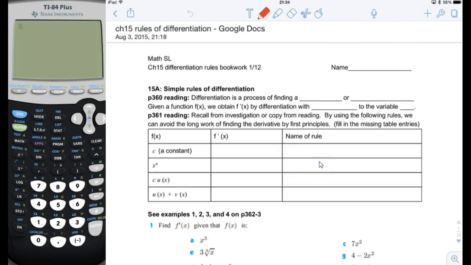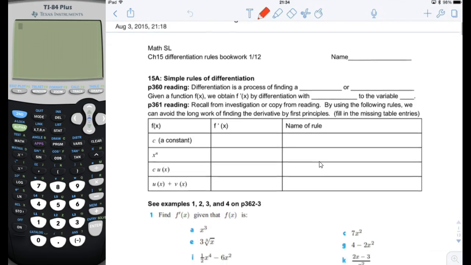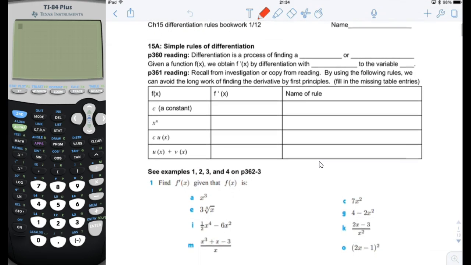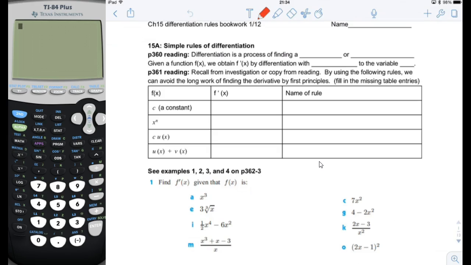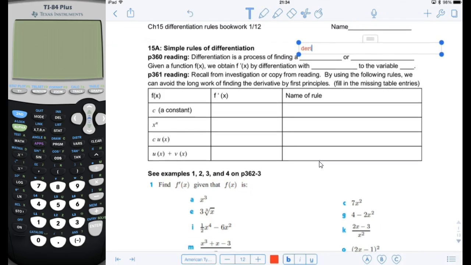Starting Chapter 15, Rules of Differentiation. Part of this is review, and maybe some of it's new. In Part A, we're going to talk about simple rules of differentiation. Differentiation is a process of finding a derivative or a gradient function.